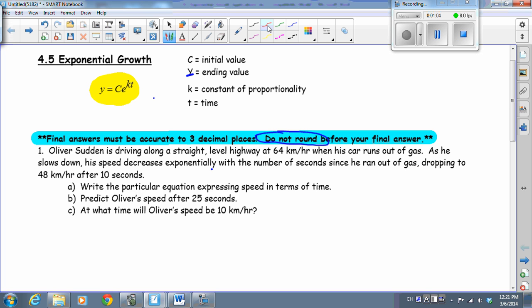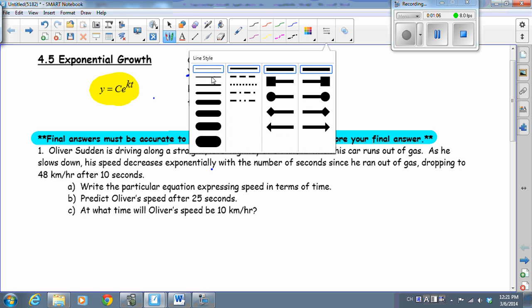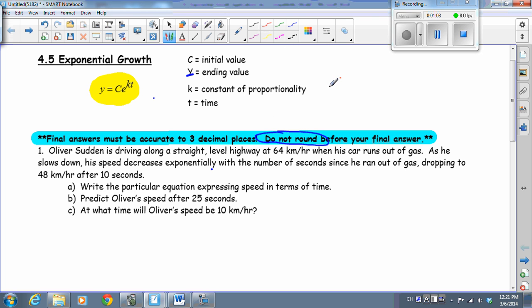Well, we have a lot of information here. The first information that I can highlight here is the 64. This 64 seems to represent my C. Now, I have 10 seconds here. This represents my time. And the 48 kilometers is the ending value, meaning this represents my y. The first question says, write the particular equation expressing speed in terms of time.